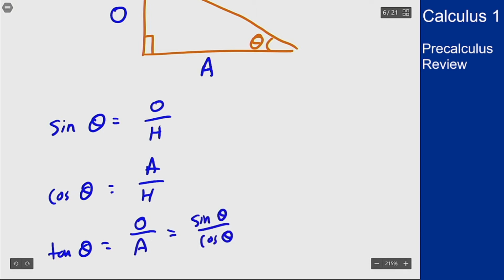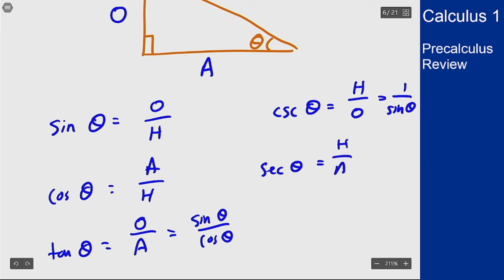And then we have the other 3 that are the inverses of these. So we have cosecant, which is hypotenuse over opposite, which is 1 over sine. We have secant, which is hypotenuse over adjacent, or 1 over cosine. And cotangent, which is adjacent over opposite, or 1 over tangent.